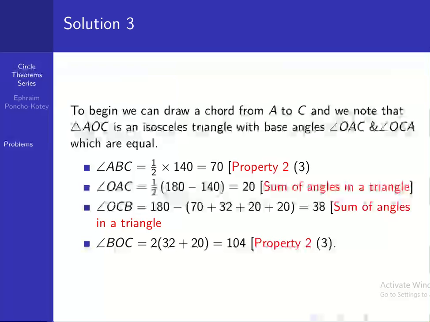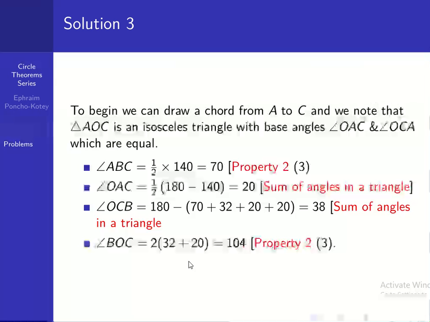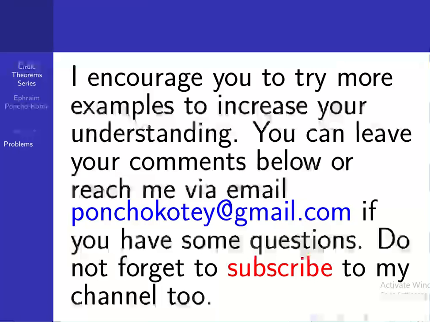Now, to find angle BOC, what do we know? BOC is the angle at the center. Take note, once we extend AC, BC is a chord that subtends an angle at A. So to find the angle at O, that's angle BOC, I have to sum up the 32 with the 20 degrees I have gotten, and I have to multiply by 2 based on property 2. So I have that angle BOC is the same as twice 32 plus 20. And this gives us 104 degrees.